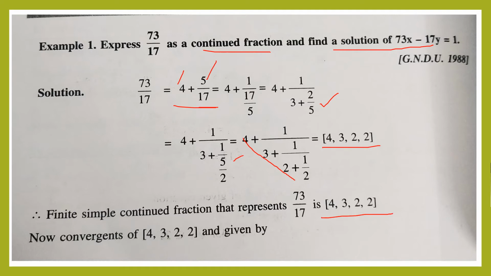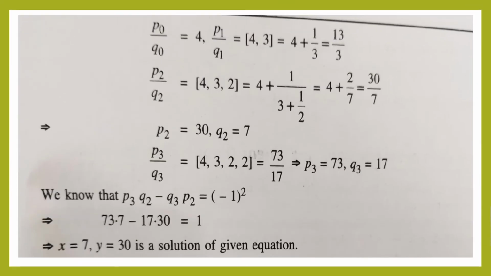Now look here. A is 73, B is 17. So the continued fraction form of A upon B is formed here. Now we will find the convergents. First of all, P0 upon Q0, that is a0 over 1. P1 over Q1 has two terms, P2 over Q2 will contain three terms, and P3 over Q3 will contain the whole continued fraction, which is equal to 73 upon 17. So P3 is 73, Q3 is 17.